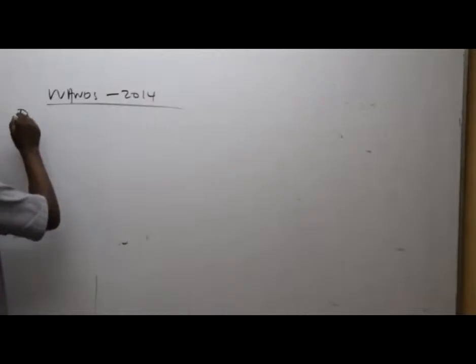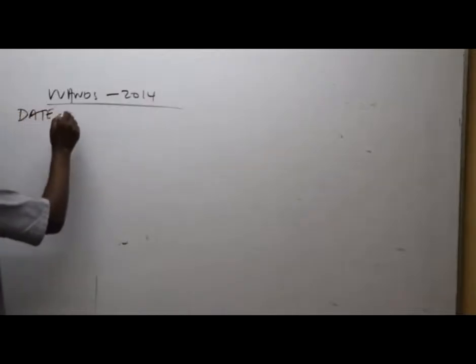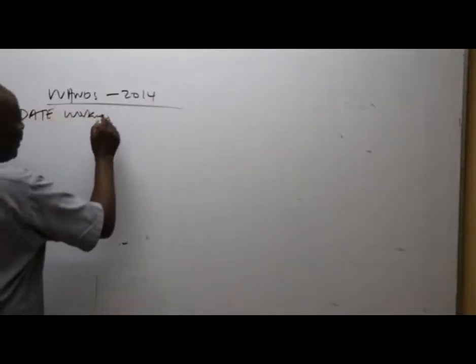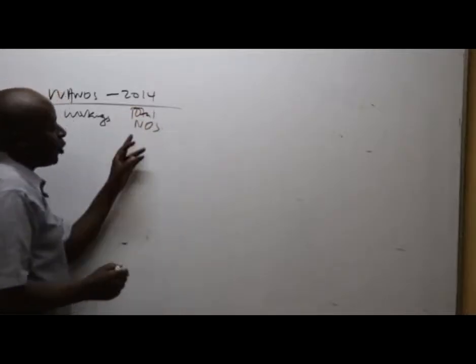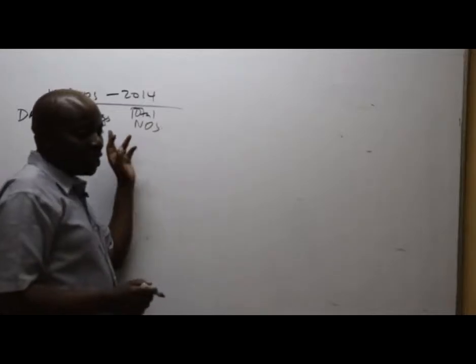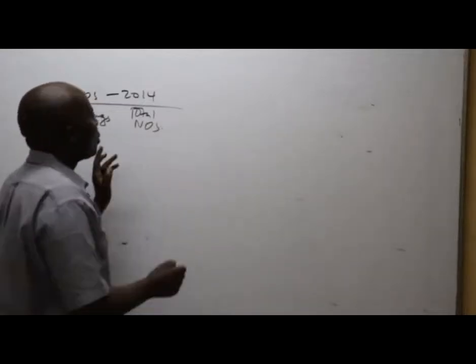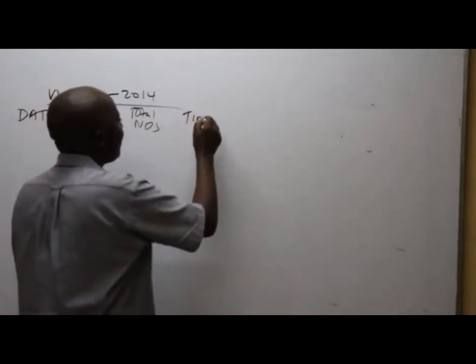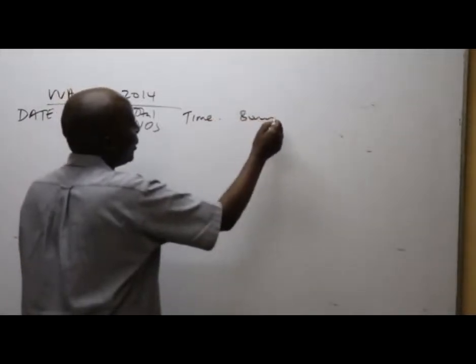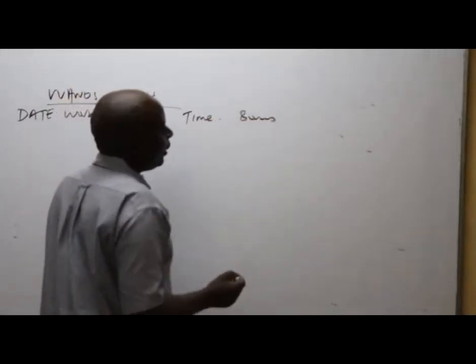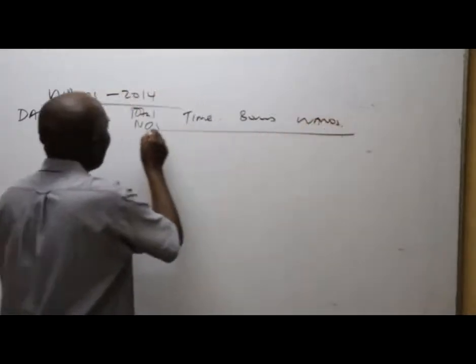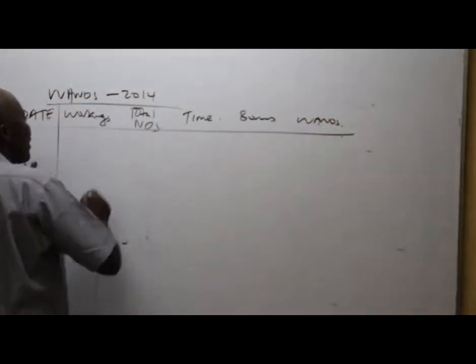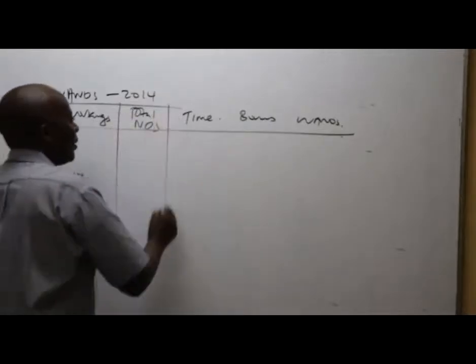So remember, we have the issue of the date, the workings like that. We have the total nos. Remember that the total nos is what we call the cumulative number of shares. So we have in this case the time, we have the bonus fraction, and then lastly, ladies and gentlemen, here we have the one-nos. Ladies and gentlemen, I beg to start this class.